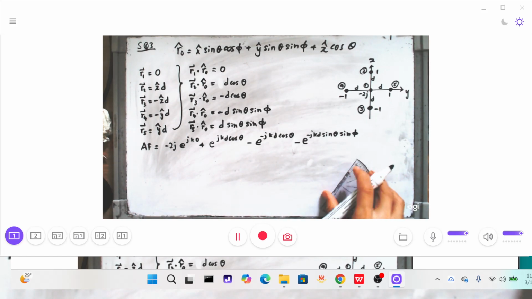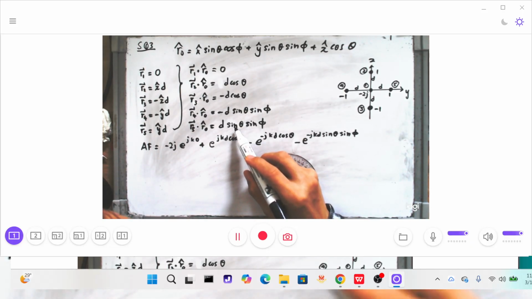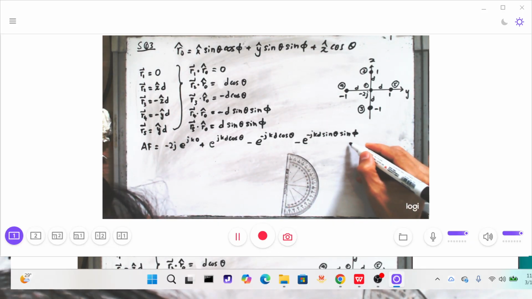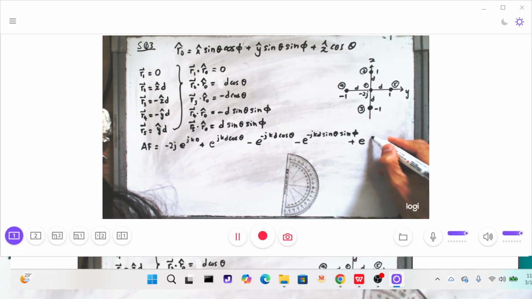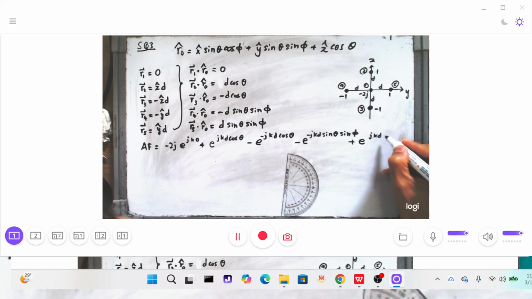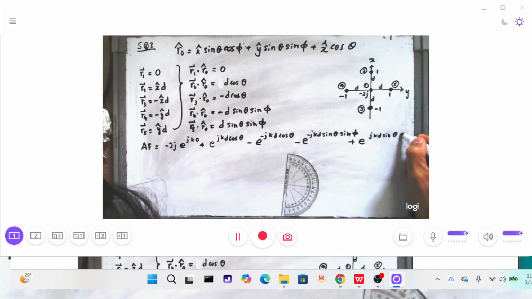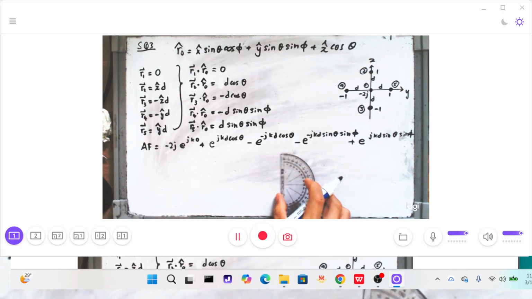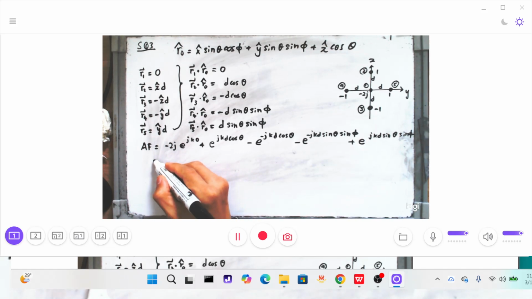And then the last one, you check the excitation first. Excitation for the last one is 1. So +1 e, and then jkd, and then this value sine theta sine phi. Okay, so we are going to simplify the equation.